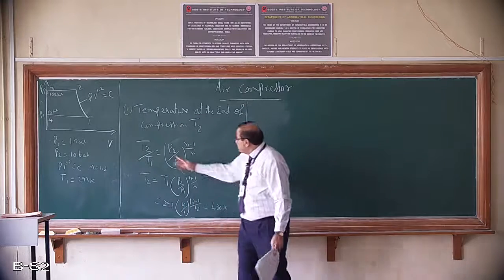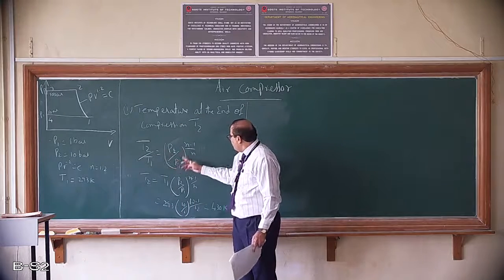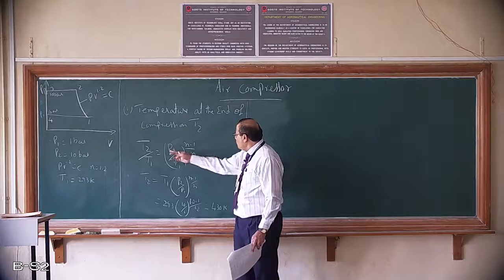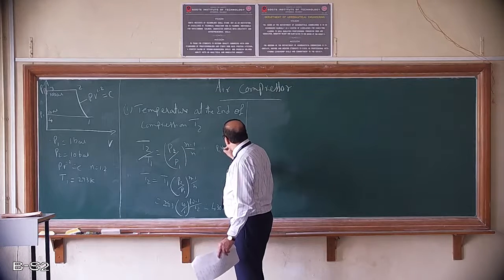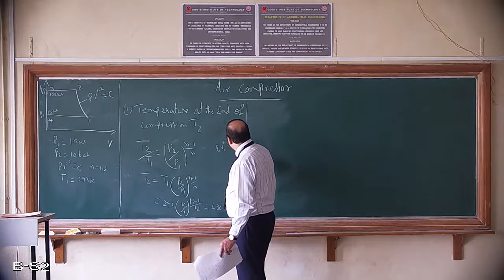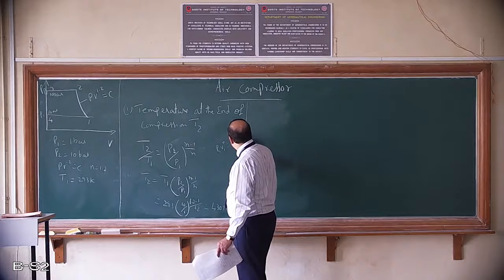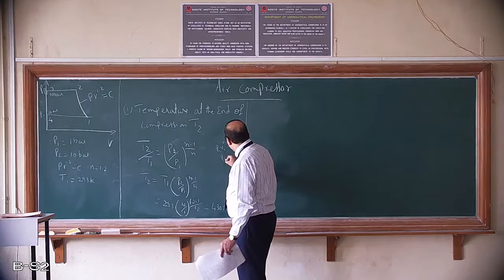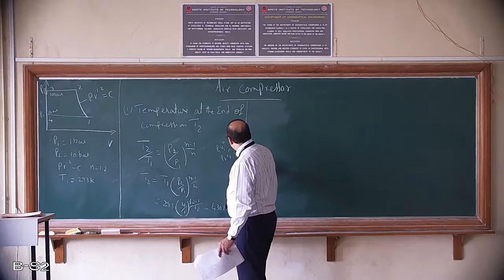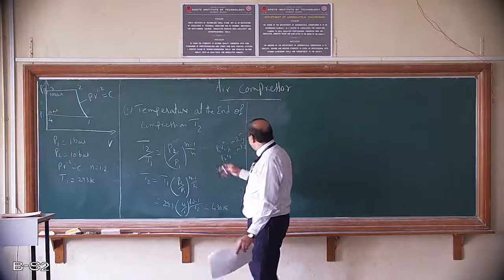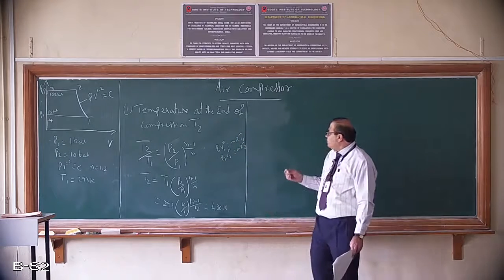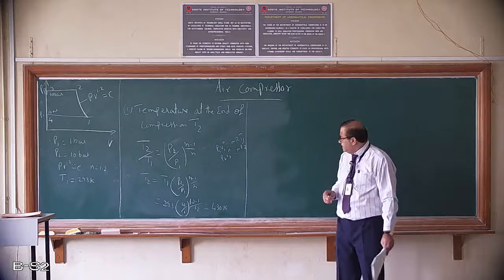Here T2 by T1 is equal to P2 by P1 to the power of n minus 1 by n. How do you get this equation? I taught you earlier itself. P1 V1 to the power of n is equal to MRT1. P2 V2 to the power of n is equal to MRT2. So in this way we can get T2 by T1 is equal to P2 by P1 to the power of n minus 1 by n.